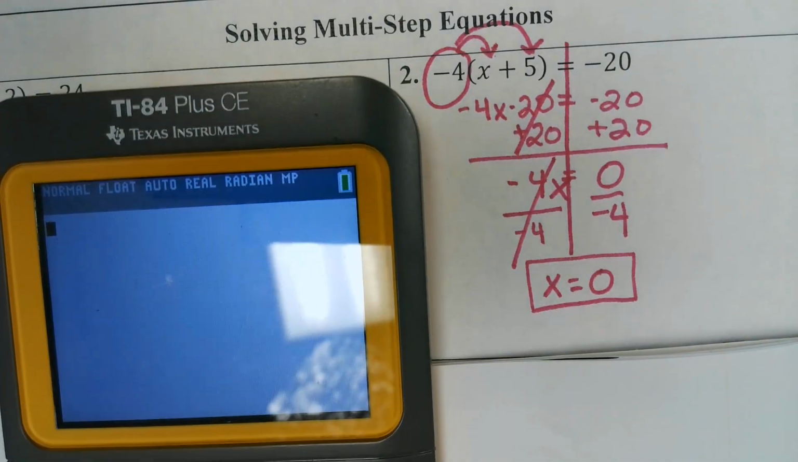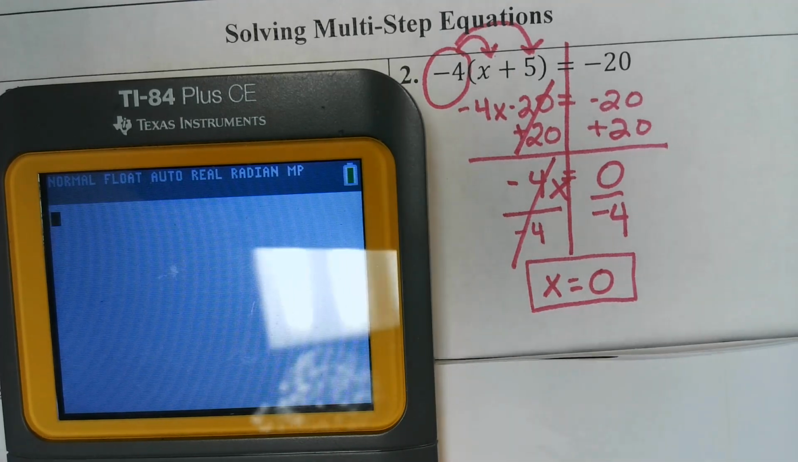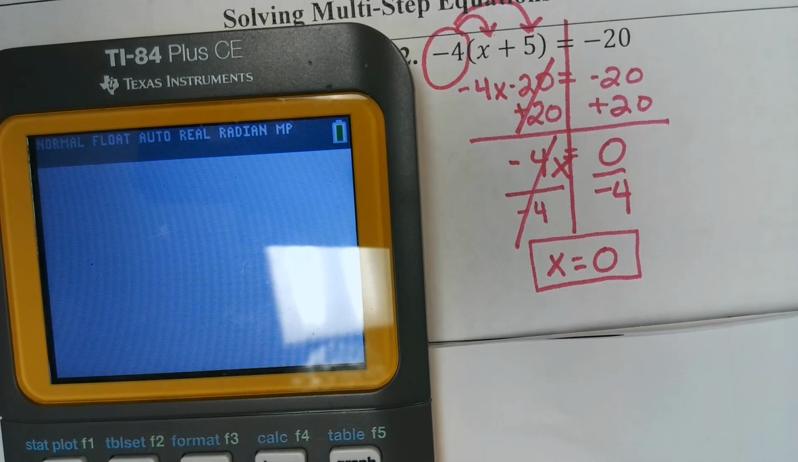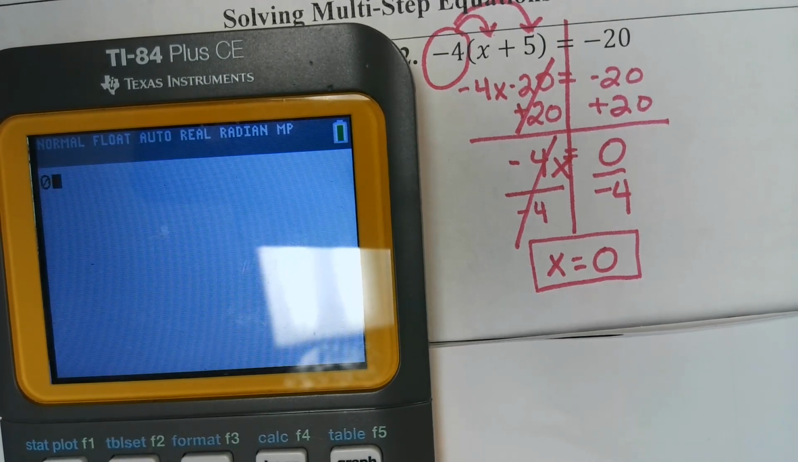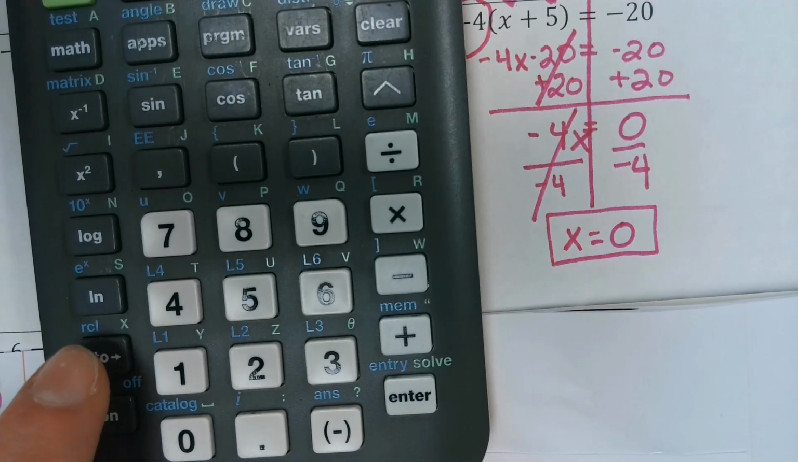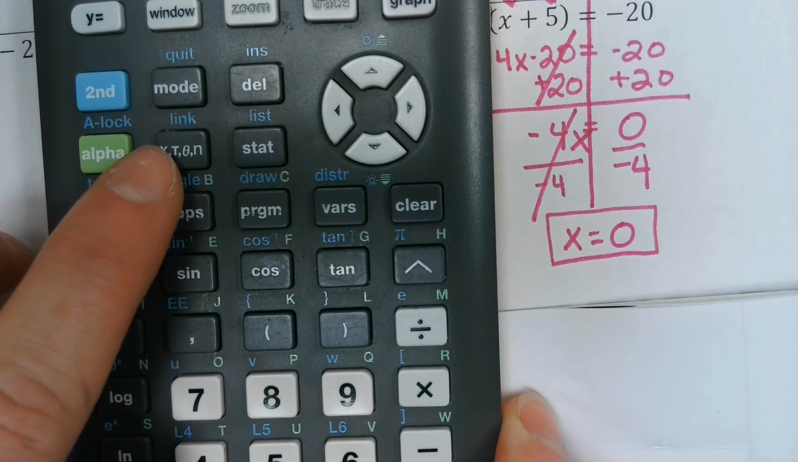Let's review how to check our work using that store button in our calculator. So everybody get their calculator right in front of you. And we are going to store it. So we're going to put 0 and then use the store button. The store button's right here above the on. Store. And then the variable, x, which is right beside alpha.